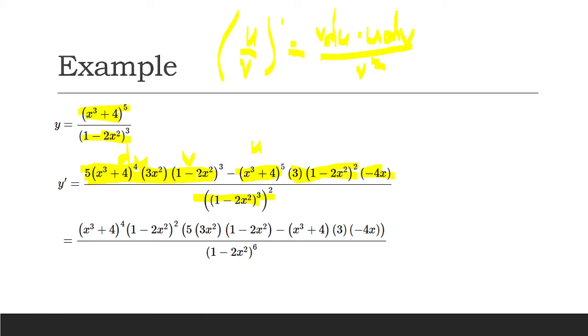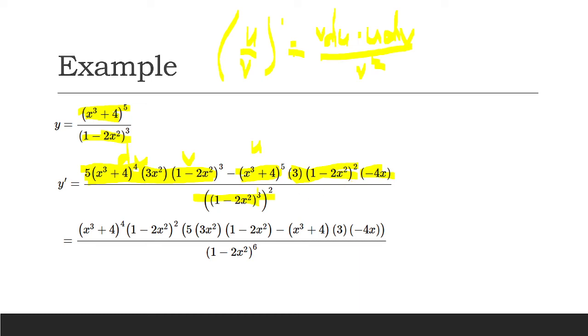So, we have 1 minus 2x squared raised to 3. We separated one factor of it. So, this is the result. Minus (x cubed plus 4) times 3 minus 4x. Wait, class, let me double check. What did we do? Why did it disappear here? We should have canceled this.